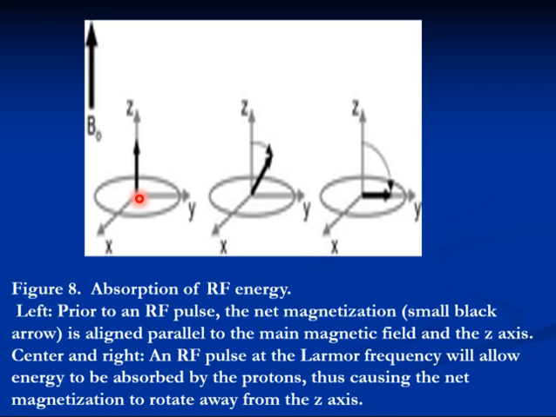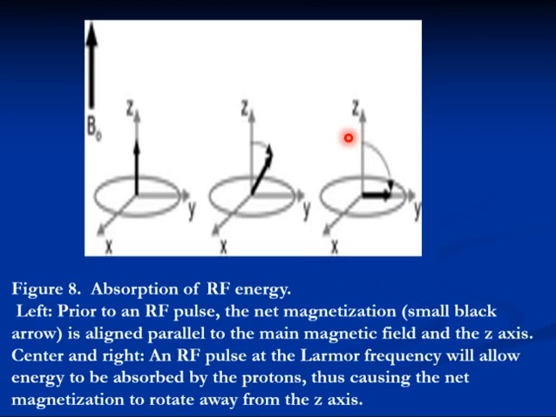Energy is neither created nor destroyed. It will give back the RF energy that you gave in the beginning. You give it RF, it gives it back to you. This is the idea. So it is in the Z-axis, you give RF pulse, protons will shift into the XY plane. You remove the RF pulse, they will go back.